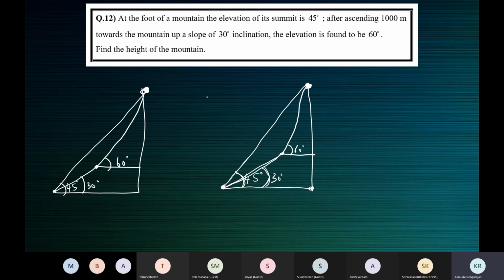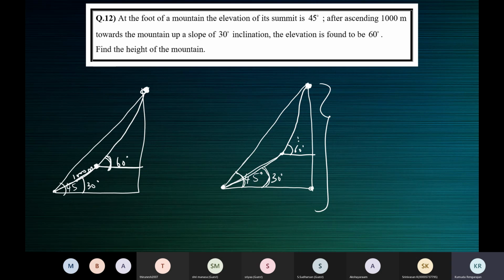Now, given this information and the distance after ascending 1000 meters towards the mountain top. So you walk 1000 meters, that is 1 kilometer. And you're tired, so you stop and you again look at the summit. The elevation is 60 degrees. So this is the horizontal. And from here, you look at the summit, the elevation is 60 degrees. Now we need to find the height of the mountain.